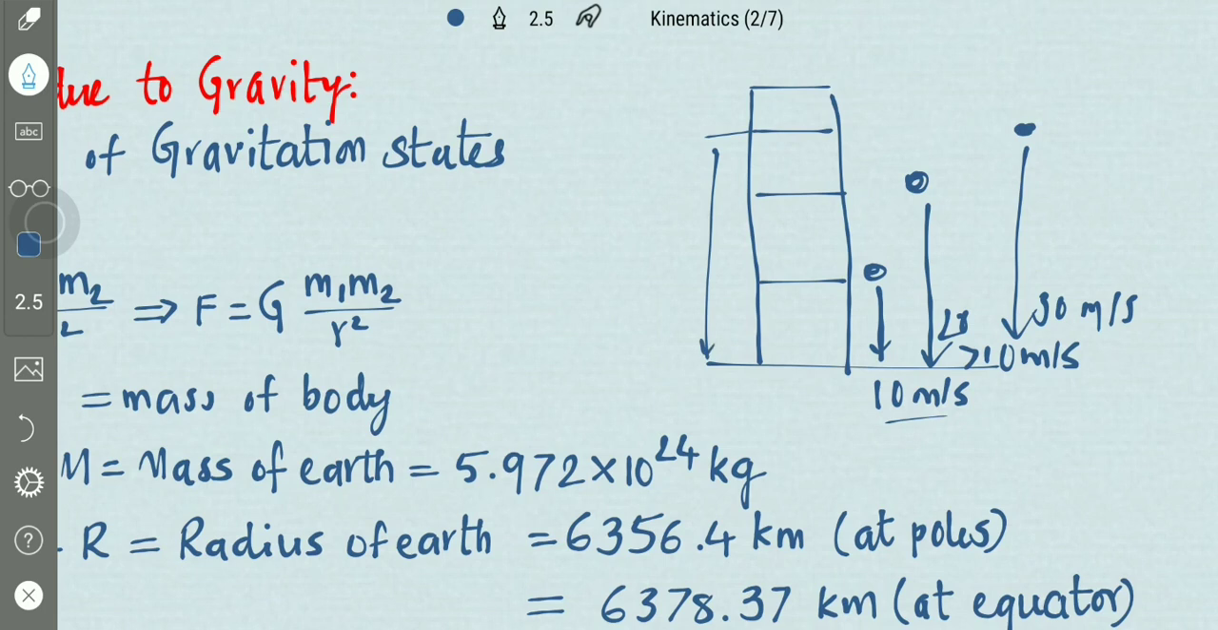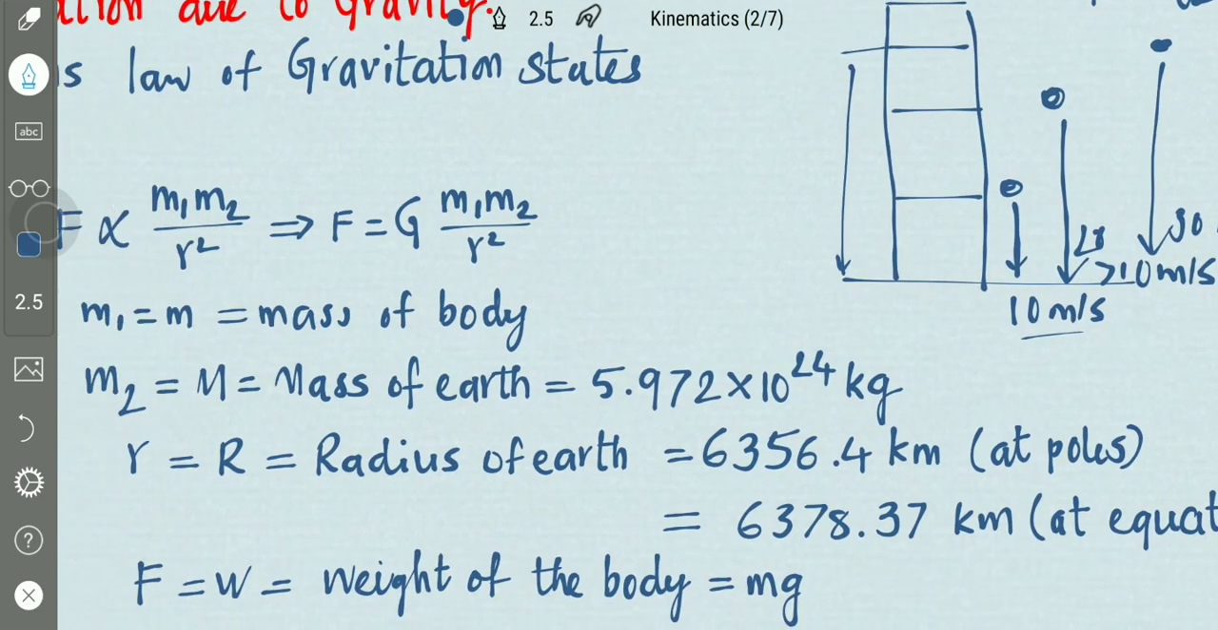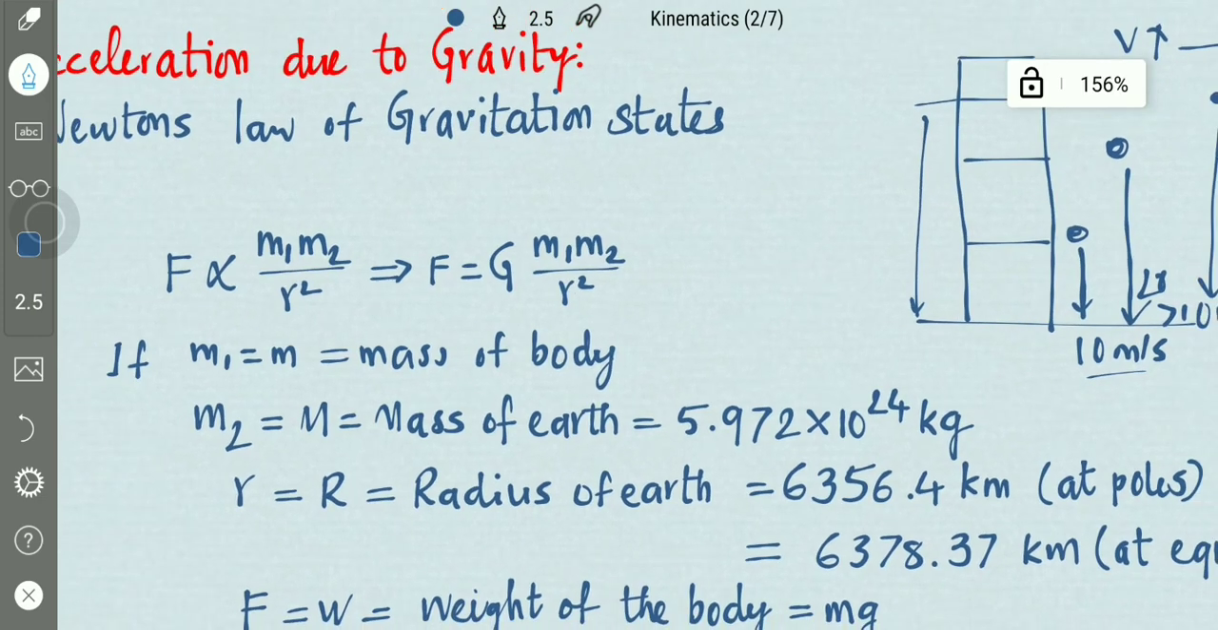So velocity is increasing, which means the body is accelerating. So acceleration exists while throwing a body down, because this is due to gravity.